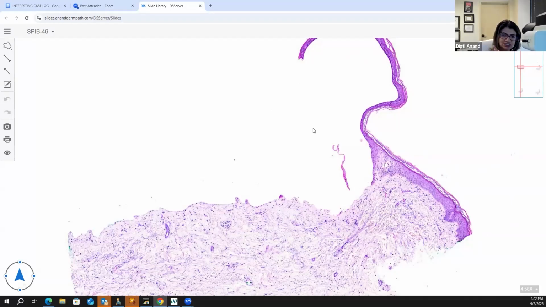Okay, all those 3 diseases are DIF positive. But then we have 3 other diseases which look exactly like this, but they're DIF negative. What are those 3 diseases?